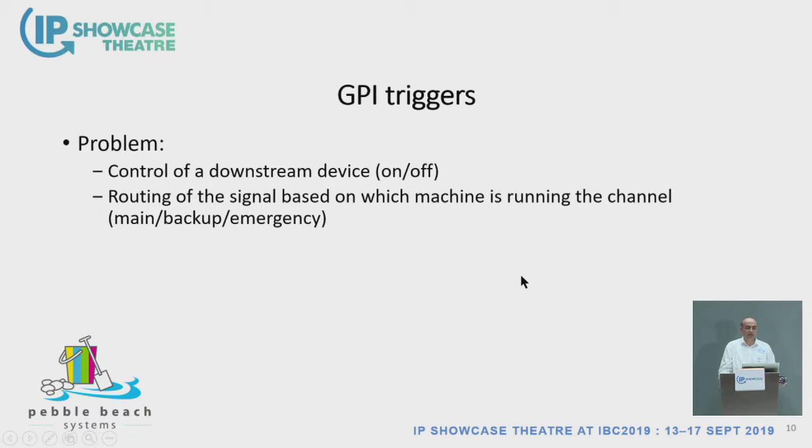So we basically have 5, I would say, almost completely different use cases, all of them solved by ISO 7. The first one is the obvious one. There was a need for GPI triggers to control a downstream device. But also the requirement was that based on which machine is playing the channel, is it the main machine, backup machine, or even the emergency backup, that signal should be routed from the correct machine.